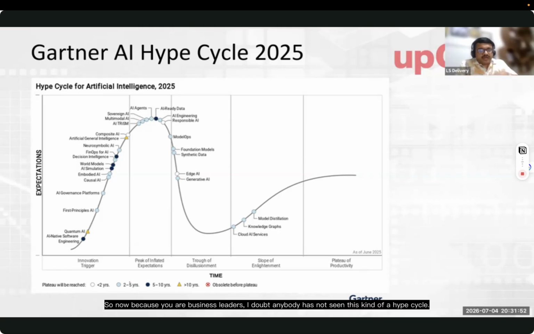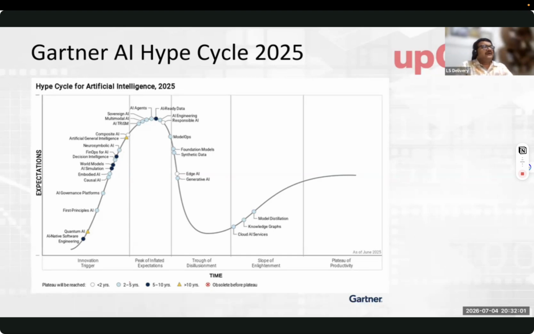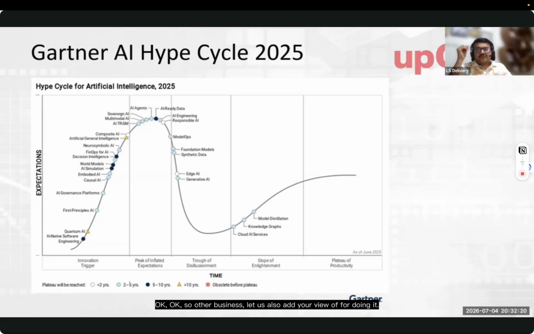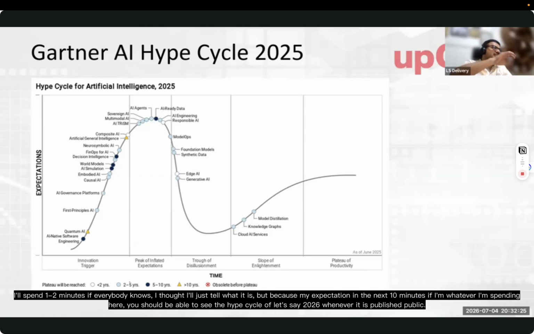Yeah. So now, because you are business leaders, I doubt anybody has not seen this kind of hype cycle. I'll tell you what it is. But is there anyone who is not aware of this Gartner hype cycle? Is there anyone who requires an explanation of what it is? If you say yes, I'll go into the details. Yes, okay, can you touch upon it briefly? Okay. I'll spend one to two minutes.